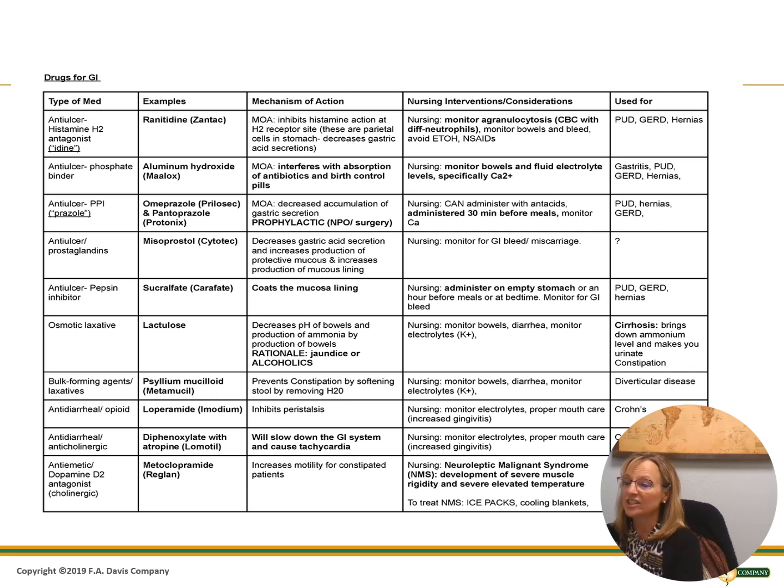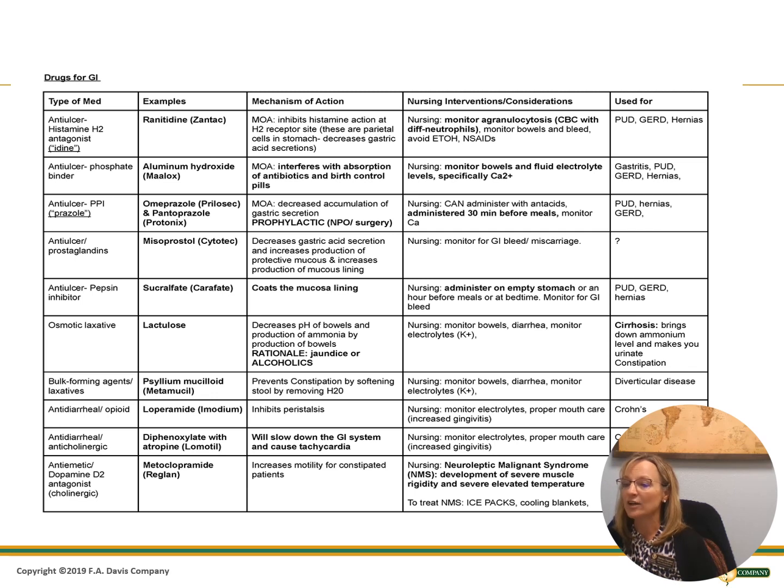You've got your Cytotec, which is an anti-ulcer prostaglandin that we give, and that decreases the gastric acid secretion, and it increases production of the mucosa and the mucous lining. But you do need to monitor for a GI bleed. You also want to monitor for a miscarriage. You do not want to give this if somebody is pregnant. I prefer not to ever give this drug, but you do see it used on occasion, so it's important to talk about that.